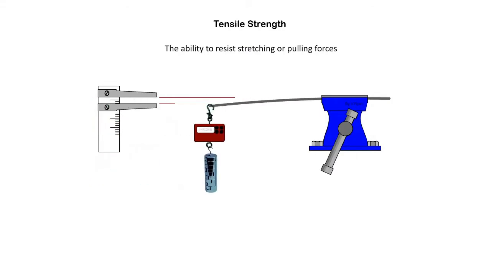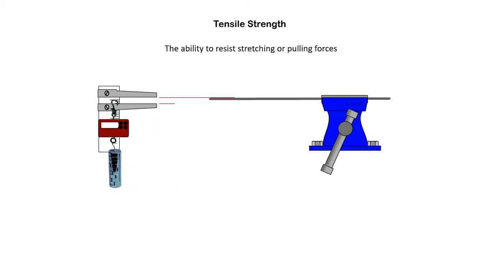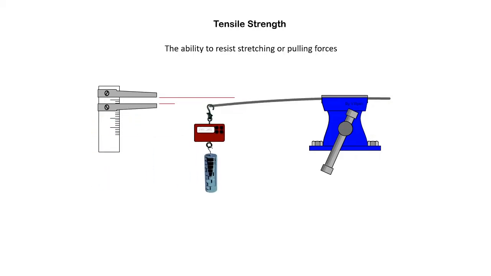So, tensile strength, that's the ability to withstand stretching or pulling forces. The workshop test for that will simply be to have your material in a vise, have a weight attached to one end of it, and then you keep adding weight and you can measure the amount of distance it travels before it breaks completely to see how strong it is.